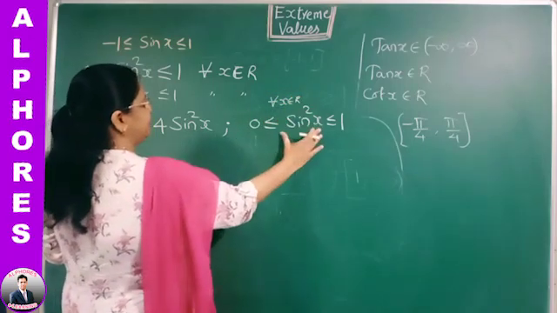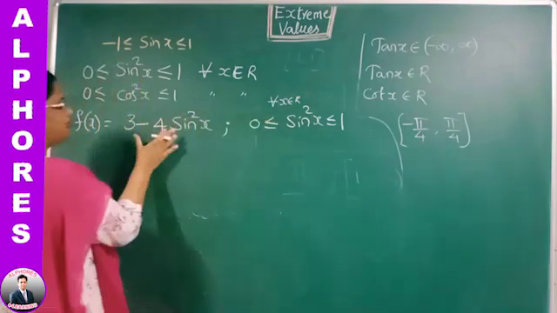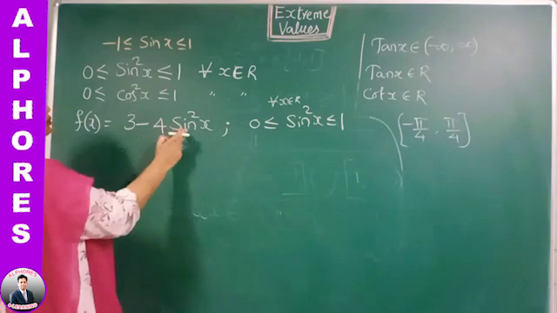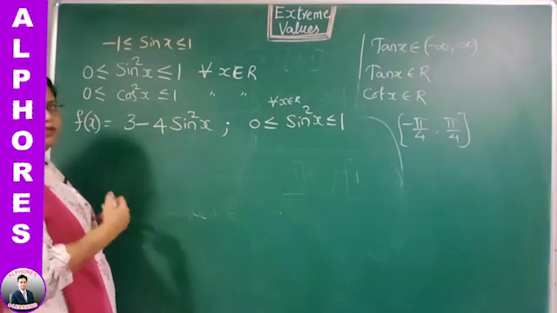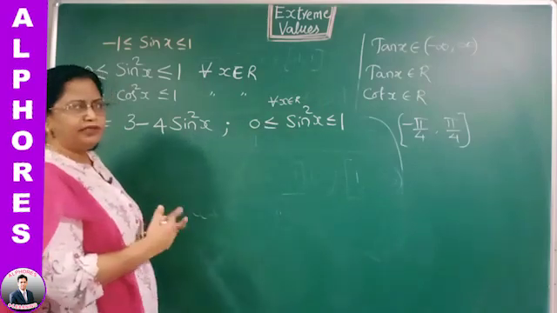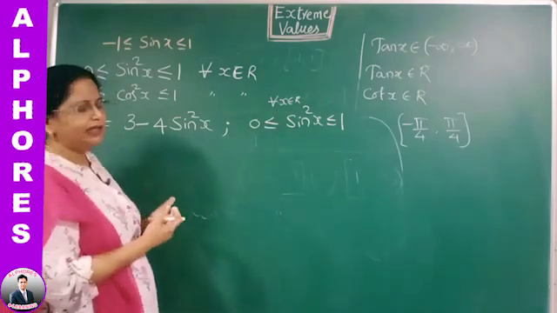Now this inequality you are going to change into this form, right? To change into this form, what is before sin square x here? Minus 4. Therefore let us multiply by minus 4. Of course, students, all of you are aware of this inequality rule.